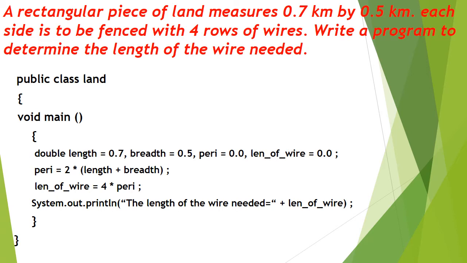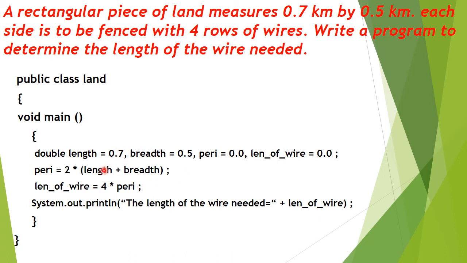First of all, we will calculate the peri, means first we will find out the length of the wire which is required to fence with one row of wire. So that will be, you all know the formula of perimeter of rectangle: perimeter equals 2 into length plus breadth. Length is 0.7 plus 0.5. So first of all it will solve the bracket, length plus breadth, and then it will multiply it by 2. So this will give the perimeter of the rectangle.